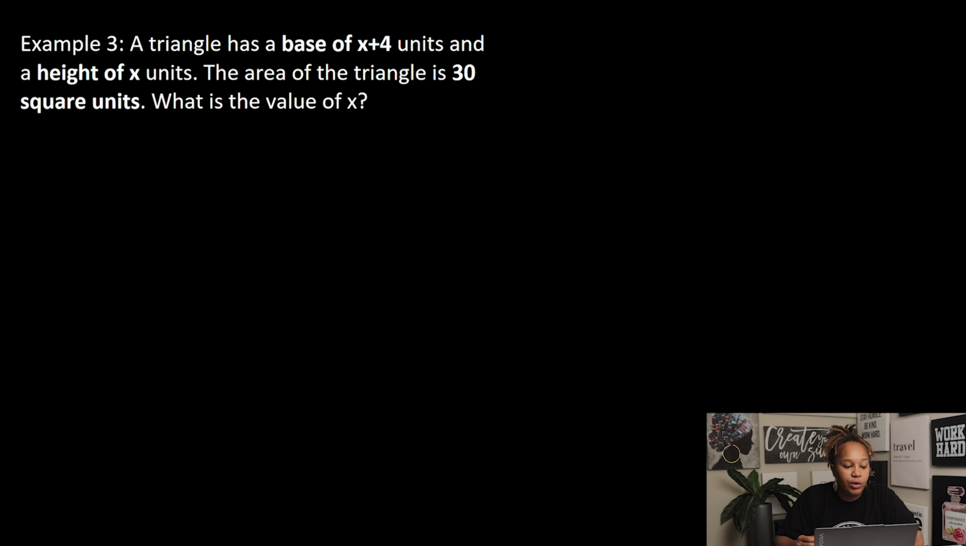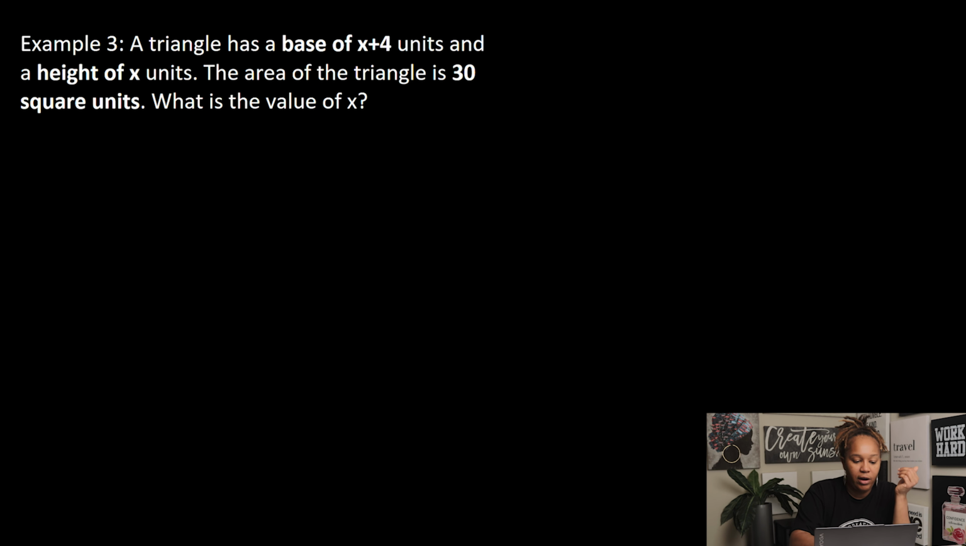Okay, in this last example, example 3, a triangle has a base of x plus 4 units and a height of x units. The area of the triangle is 30 square units. What is the value of x? So some of the problems on the TSI may be straightforward like the first 2. But some of them may be a little bit more involved, like this one, where it asks you something and at the base of it, you have to understand the geometric formulas, okay? So this one is going to involve multiple math concepts, but in order to work this, you have to know those geometric formulas that we talked about earlier.